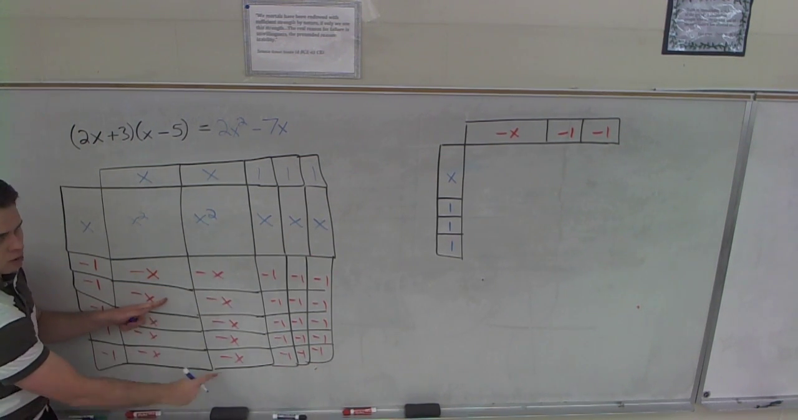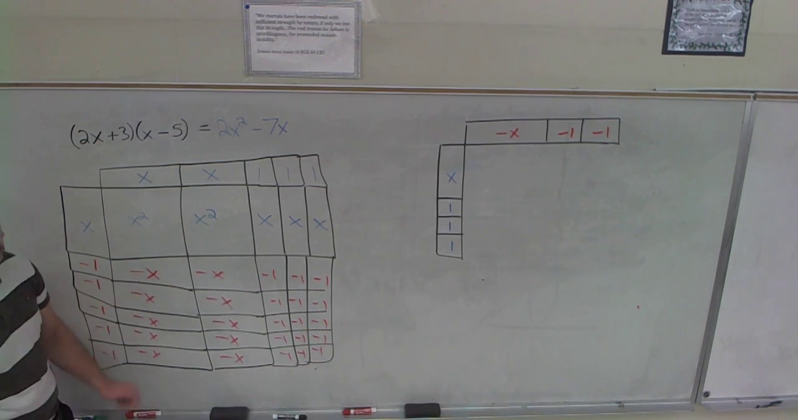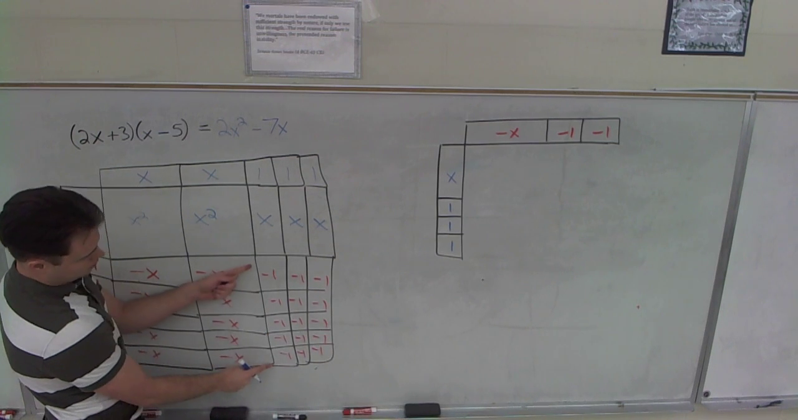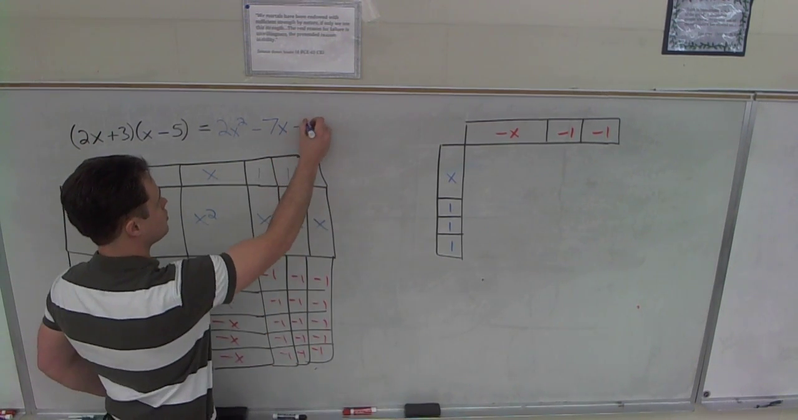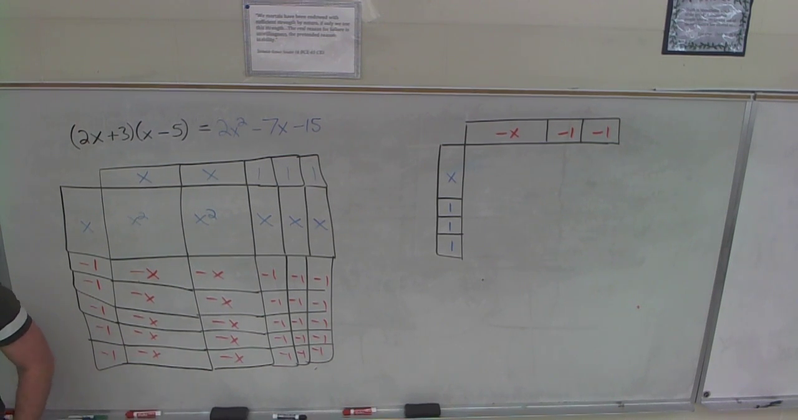And that's 7 reds, so that's 7 negative x's. Okay? And then the other part's easy. How many of those do we have? 5 by 3 is 15, and they were negative. Okay? So that's how you do those problems.